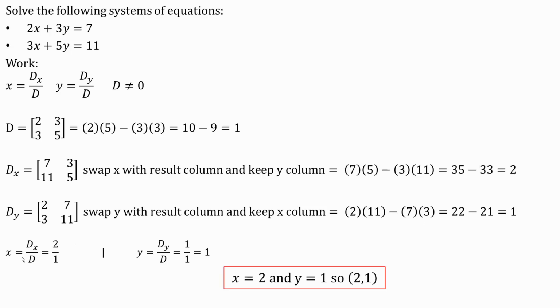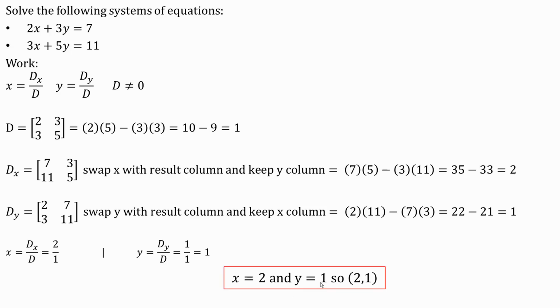So x is equal to d sub x divided by the determinant. So that's going to equal 2 divided by 1. So 2. And so x is equal to 2. Now y. Y is equal to d sub y divided by the determinant. D sub y was 1, so 1 divided by 1 would give us 1. So y is equal to 1.